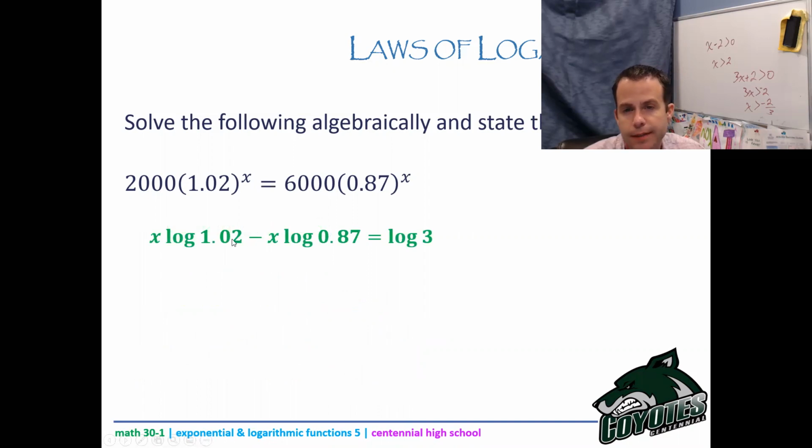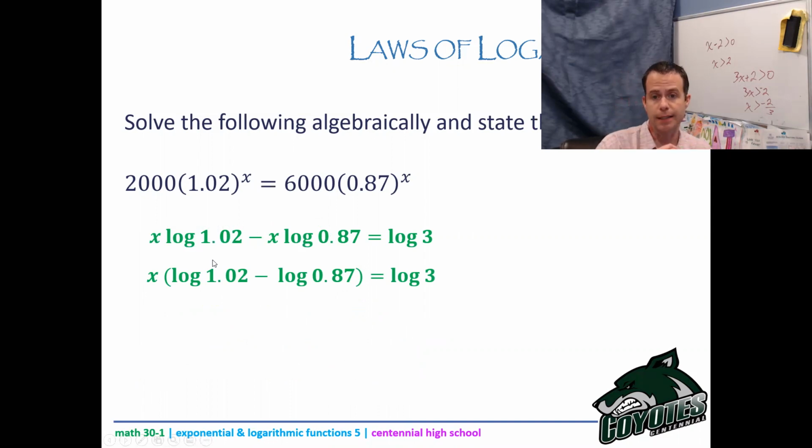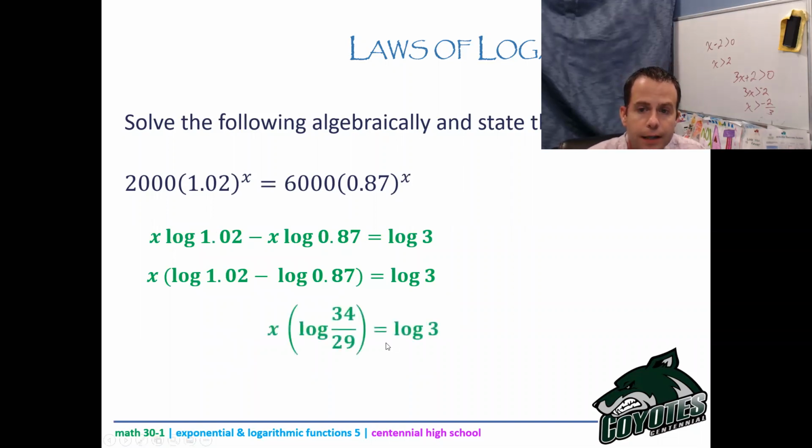Okay, now, this x can be factored out because it's common to both terms. This is a subtraction of logs, so I could actually combine that together to be 1.02 divided by 0.87. Now, I'd rather put that in my calculator and ask it to give that to me as a fraction, which is 34 over 29. So now I'm looking at x times log 34 over 29 equals log 3.